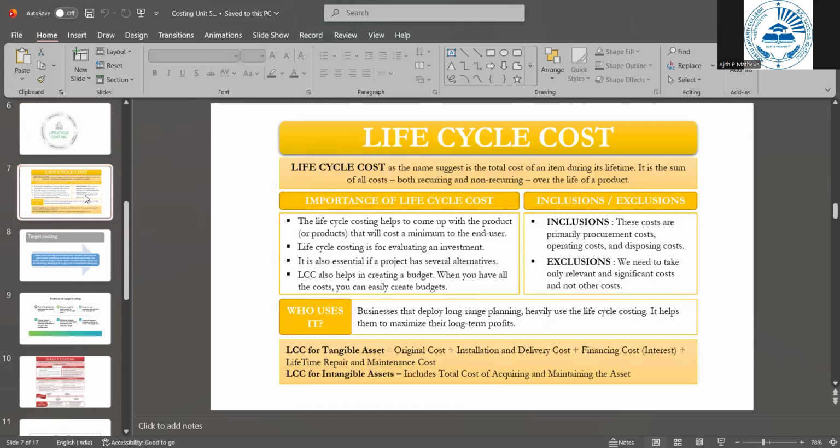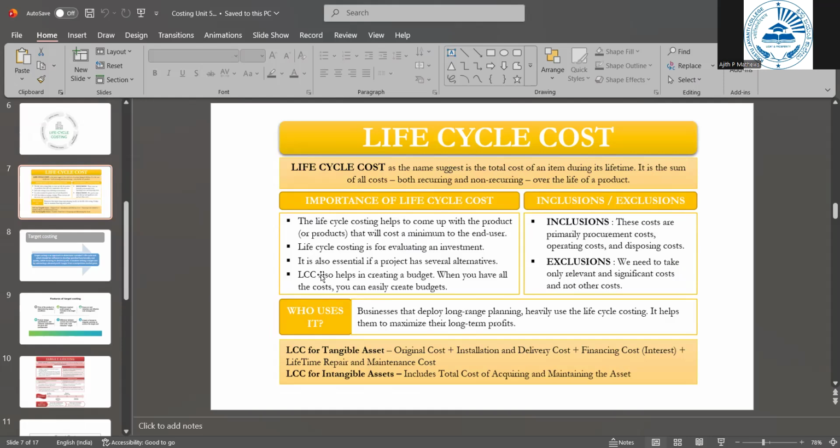So this is the overall sum of the costs incurred for a product in its entire lifetime. As the name suggests, it is the total cost of an item during its lifetime. It is a sum of all the costs, both recurring as well as non-recurring. Some of the costs may be recurring, some may be non-recurring. For example, in the case of a car, regular service is recurring. After every 10,000 or 15,000 kilometers, or within 1 year, you have to service it.